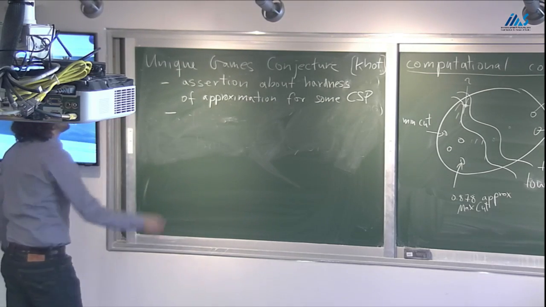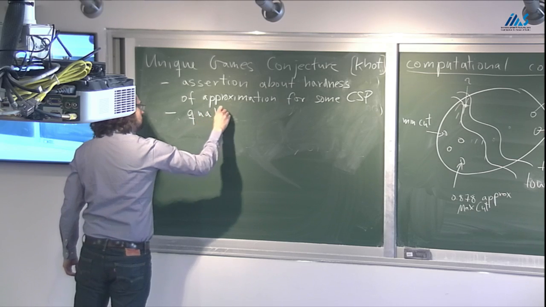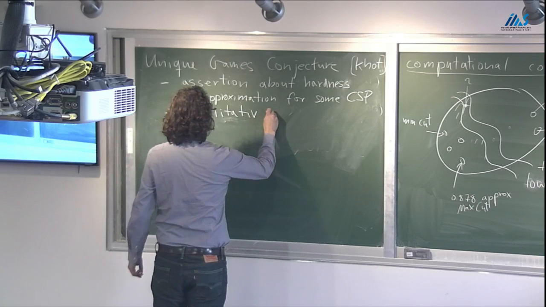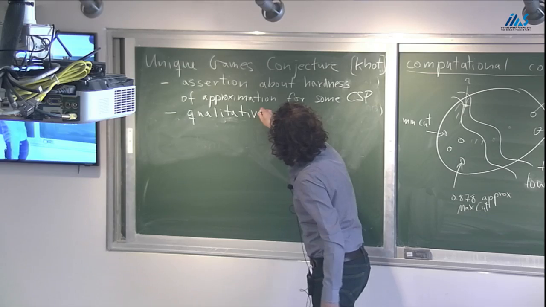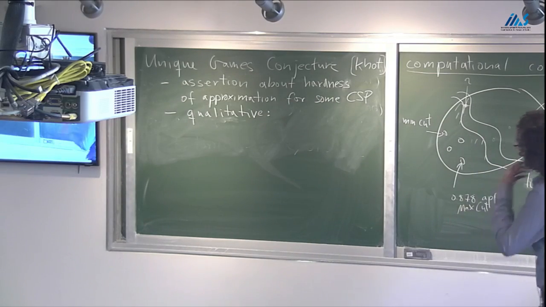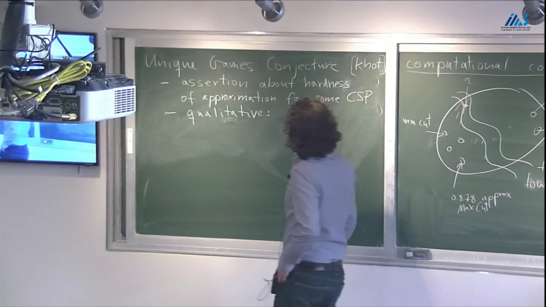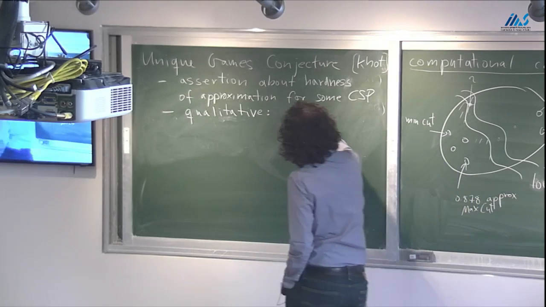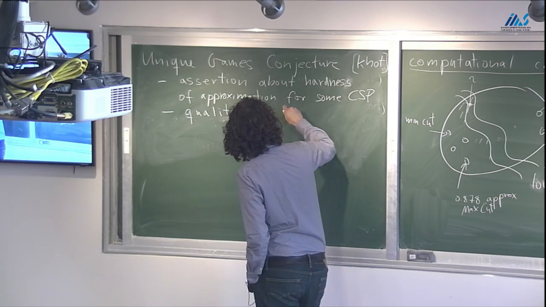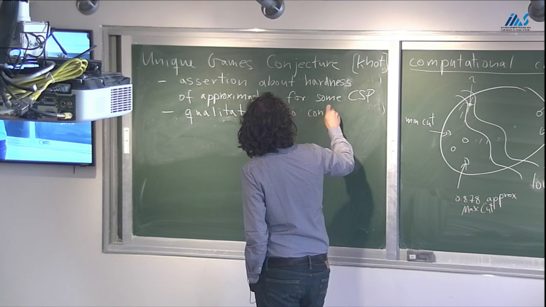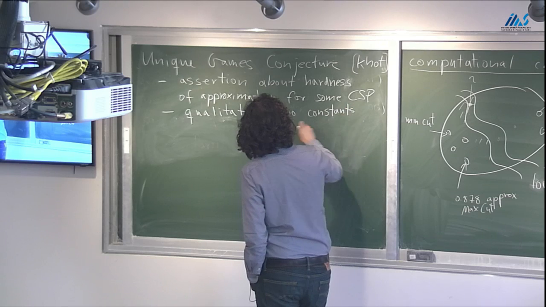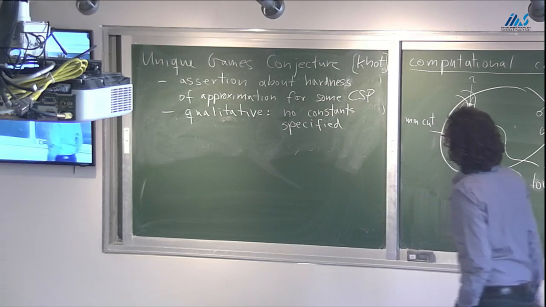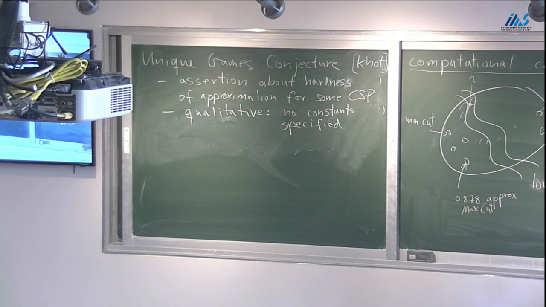One important thing is that it's qualitative. What I mean by qualitative here is that there are no constants specified in the assertion. It's like some epsilon-delta kind of statement.